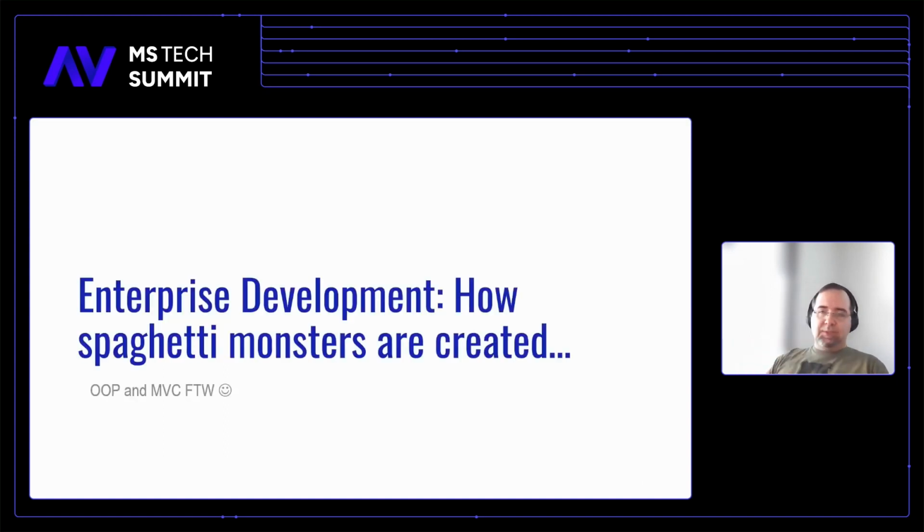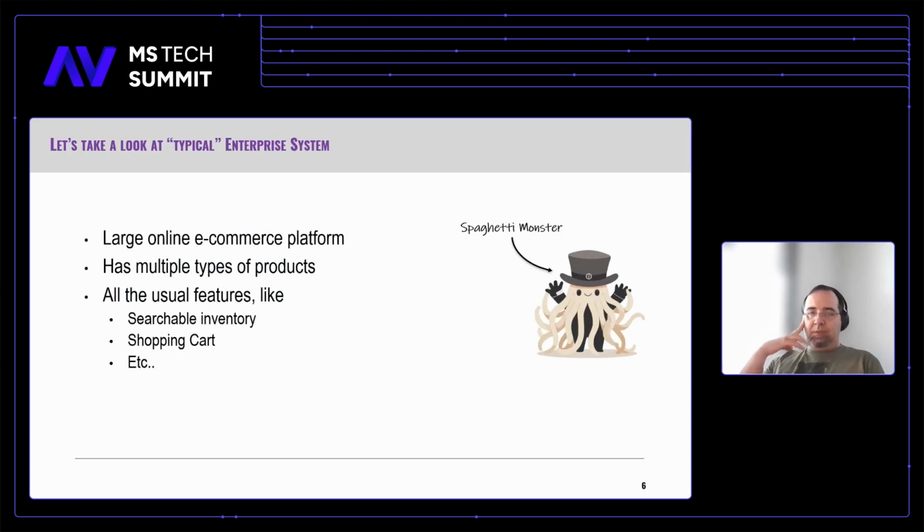So let's take a look at how spaghetti monsters get born. We will be looking at certain aspects of an e-commerce platform, which is, I suppose, a pretty typical enterprise use case, a well-known problem domain. Think about services like Amazon or Steam, which have a shopping cart, several types of products, searches, stuff like that. Nothing out of the ordinary, right?